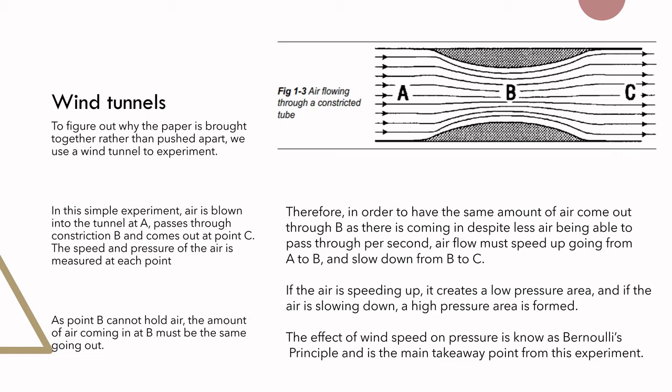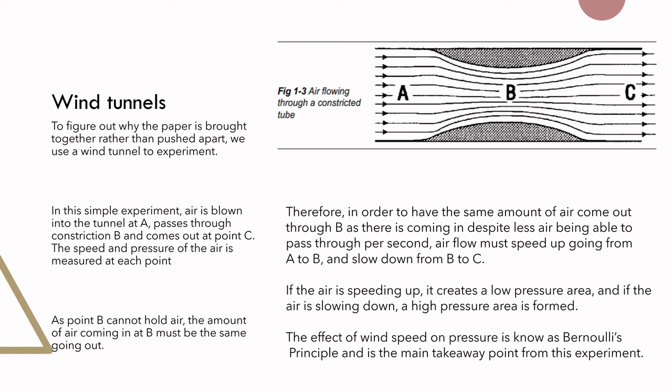In this simple experiment, air is blown into the tunnel at A, passes through B, and comes out at point C. The speed and the pressure of the air is measured at each point. Now, as point B cannot hold any air, the same amount of air going into B must be the same amount of air coming out. Therefore, in order to have the same amount of air coming through B as there is coming out, despite there being less space for air to actually go through, airflow must speed up, going from A to B and slow down from B to C.